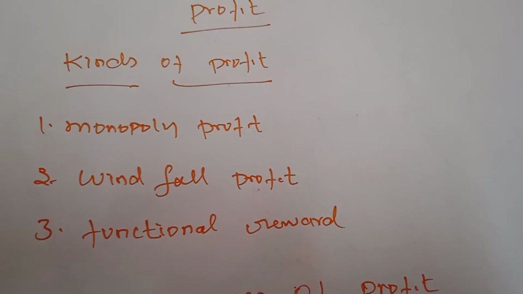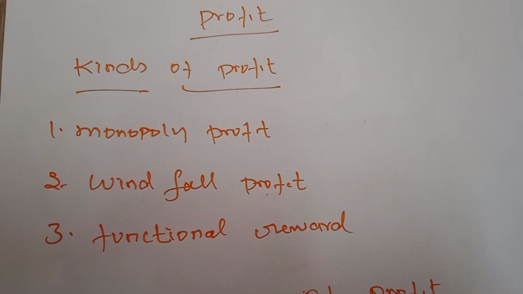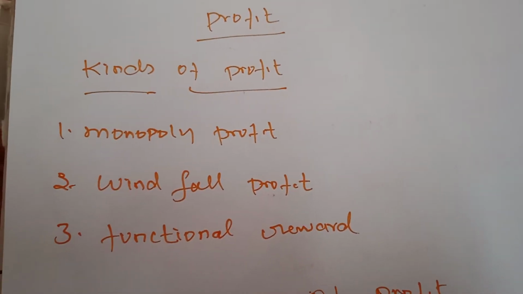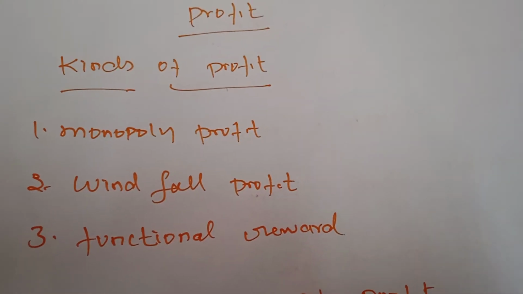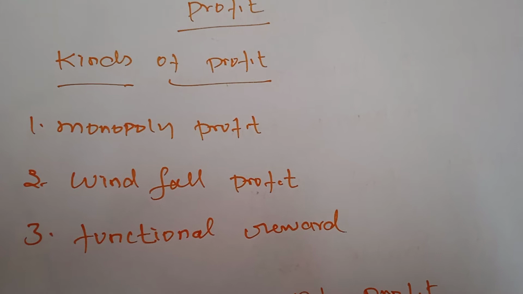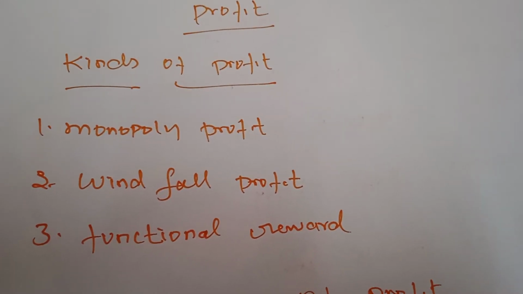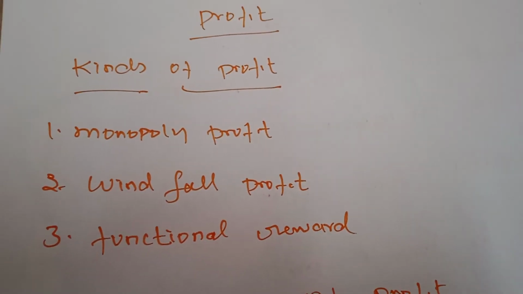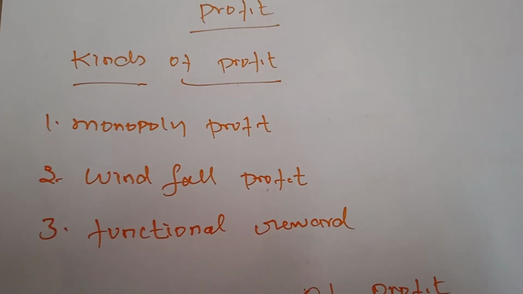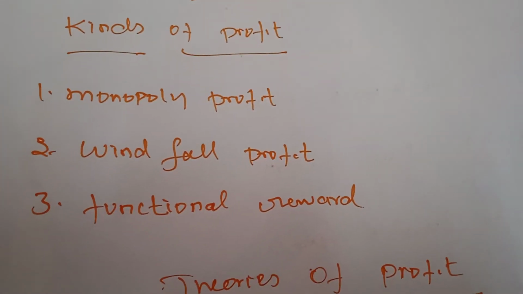Suppose the produced commodities are stored in a warehouse, and whenever the demand increases, the price level automatically increases. So the profit is due to unforeseen factors. If the producers or entrepreneurs gain such profit, that is considered as windfall profit.